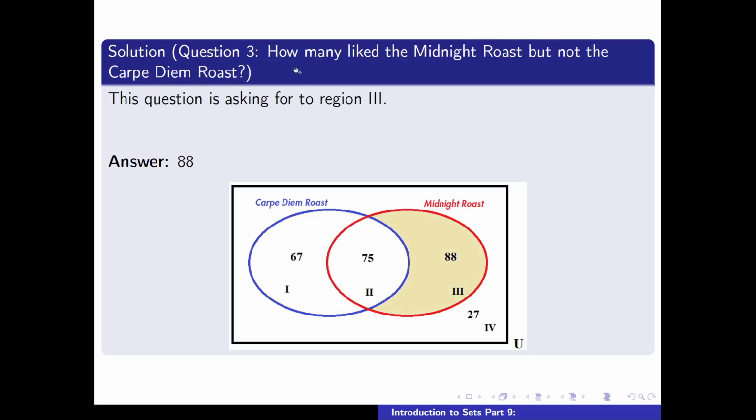Question 3 asks a similar question. How many like the midnight roast but not the Carpe Diem roast? Well, now we're asking for region 3 here, right? So the region 3 is those who like the midnight roast but not the Carpe Diem roast. So as we see shaded here, the cardinality of that is 88. So there were 88 customers who liked the midnight roast but did not like the Carpe Diem roast.